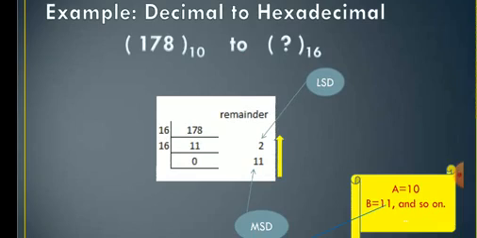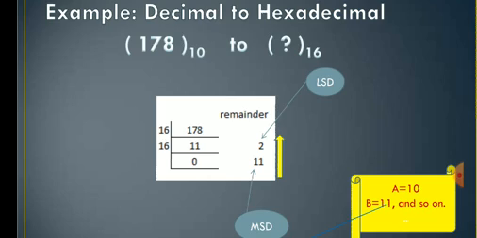178 base 10, that will be the decimal number. How to convert it into a hexa number? By using the successive division method to hexa. So the divisor will be 16. So 178 divided by 16, how many times? We will have 11, so that will be the quotient, and the remainder will be 2.